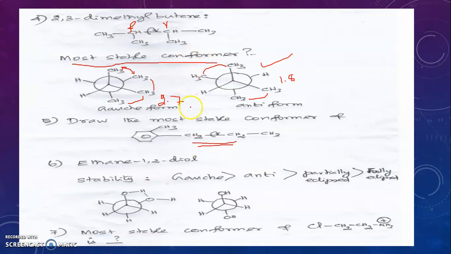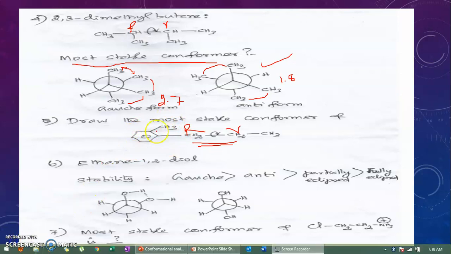Now I'll take this as the front carbon and this as the rear carbon. So the front carbon has 2 hydrogens and a phenyl group with a methyl at the ortho position. Now what is the most stable conformer of this? We know in general the staggered conformation is more stable.